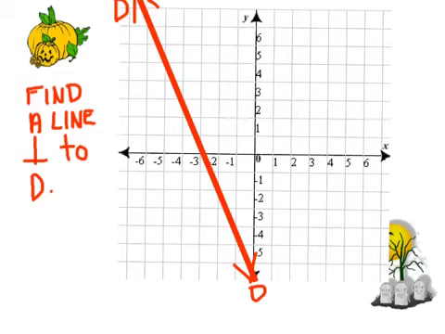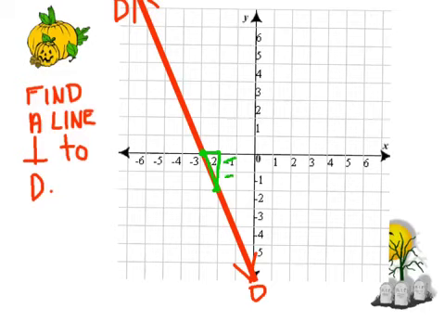Okay, find a line perpendicular to D. To find a line perpendicular to this, we first need to find the equation of this line. So to do that, we're going to find 2 points on the line. We'll do this one and this one. We make our triangle, and next we need to find our rise over run.